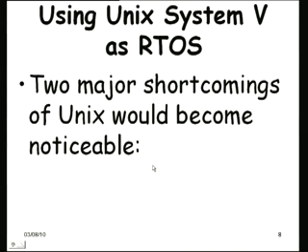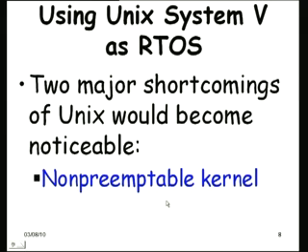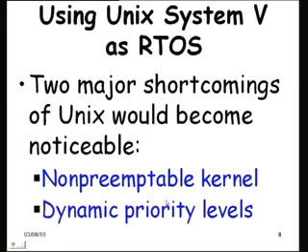Let us first look at Unix System V. If we want to use it as a real time operating system, what would be the problem? There are two main problems which anybody who wants to use Unix as a real time operating system will notice. One is the non-preemptable kernel, and the other big problem is the dynamic priority levels. Besides this, there are many other problems, but these two are the major problems that would be noticed.